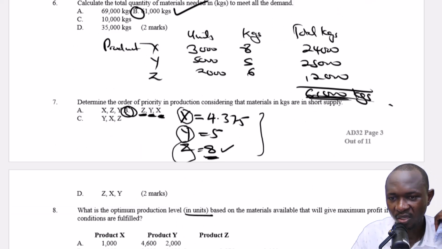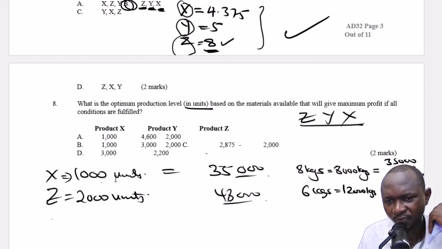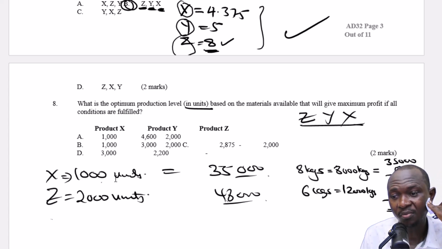So I think it's just a matter of determining which one. So let's go back to the question. In fact, we need to check what we did here. Determine the order of priority in production considering the materials in kgs are in short supply. Yeah, this is correct. So this remains correct. Let's go to the third. What is the optimum production in units based on the materials available that will give maximum profit if all conditions are fulfilled? I think we'll stick to this.